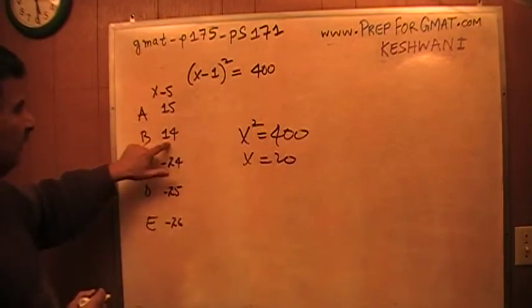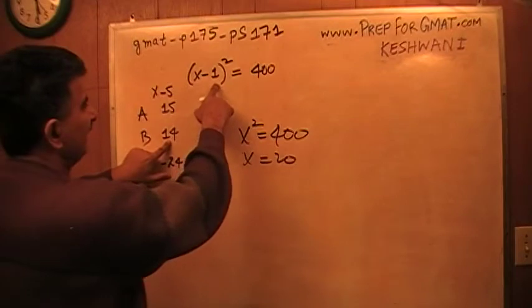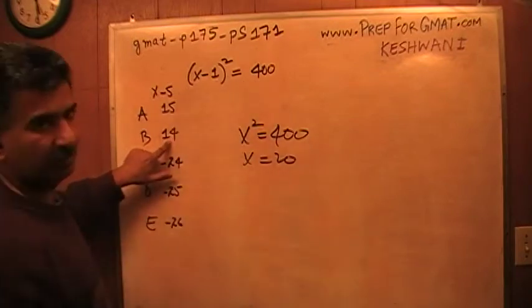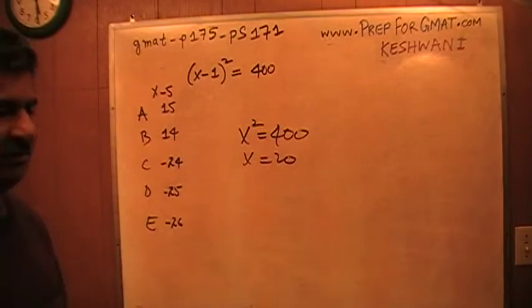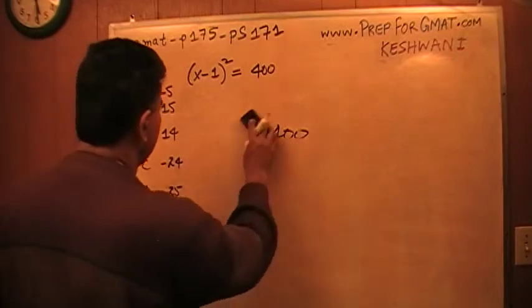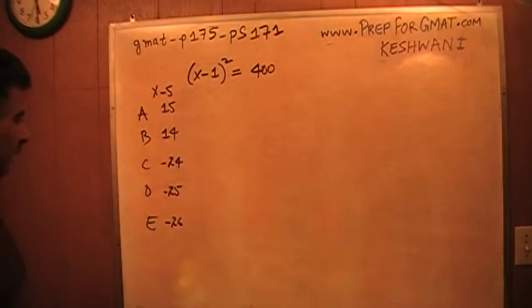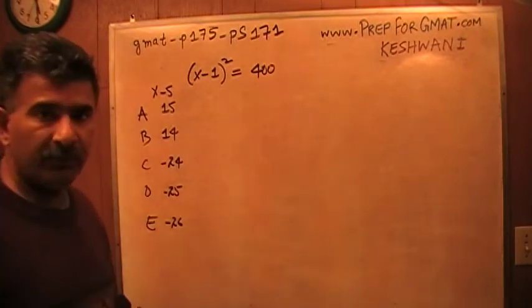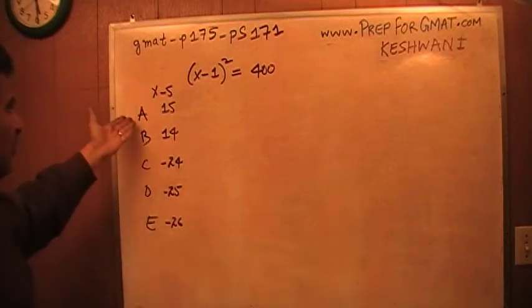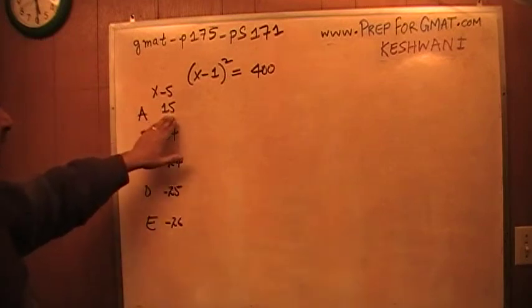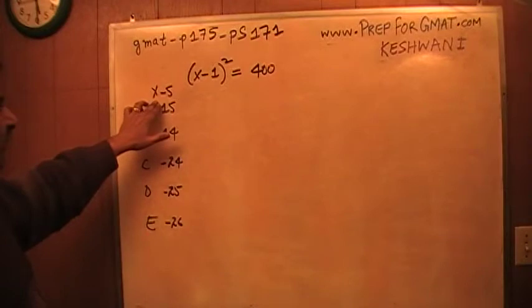It doesn't work. For 14 to work, x would have to be 19. And 19 also does not work here, because 19 minus 1 is 18, and 18 squared does not equal 400. 20 squared equals 400. That tells me that the positive numbers are not the answers here. The answer choice is going to be a negative root. If you like, you can solve it all out, or you can just play around with it. There are only 3 answer choices left here. I already showed you that 15 does not work. In order for A to work, x would have to be 20.